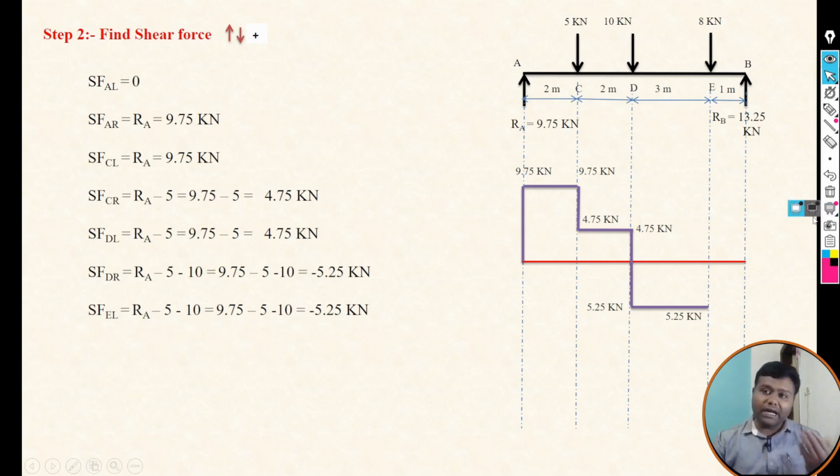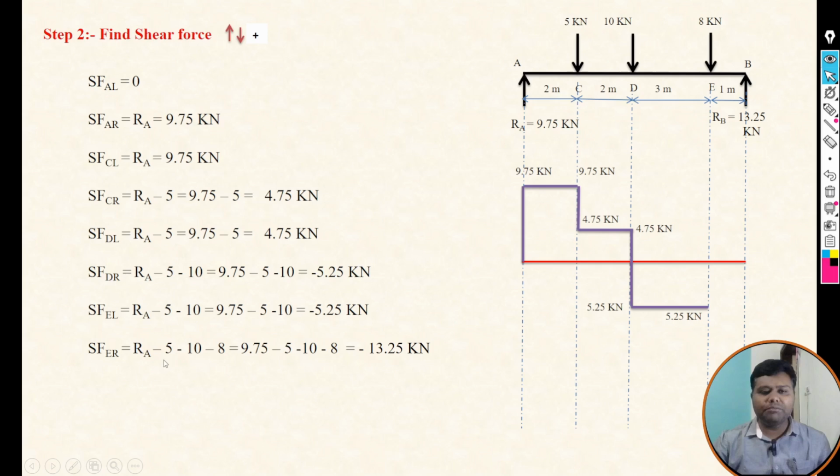Now again take a section on E right, then focus on left. Now four forces are there, that is 9.75, 5, 10 and 8. Where 5, 10 and 8 are downward, so we need to take them as negative as per our sign convention, and RA is upward, so it should be positive. So the equation on E right will be RA positive, then minus 5 minus 10 minus 8. So it will be minus 13.25.